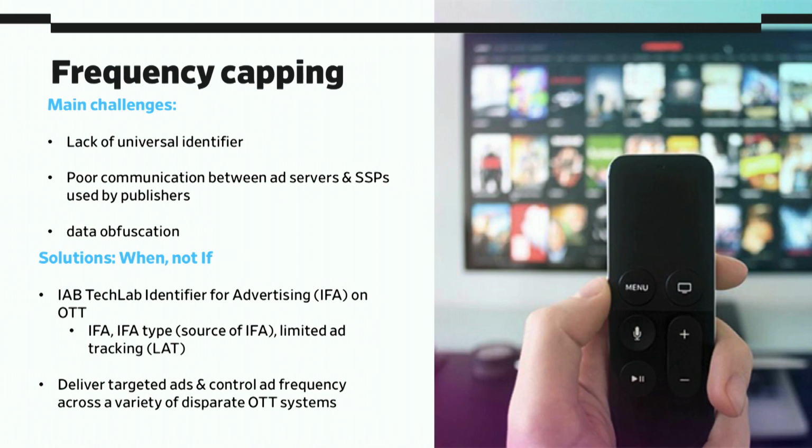And data obfuscation. As publishers are moving into the digital TV space, their audiences are highly protected. They protect them by obfuscating this data. And this does not help the industry initiative for frequency capping and ensuring that what you've all probably experienced, you don't get served the same ad 2 times in a row, 3 times in a row, in the same ad pod, every other ad break. It's really a big problem on OTT. The good news is that there are solutions, and it's a question of when, not if.